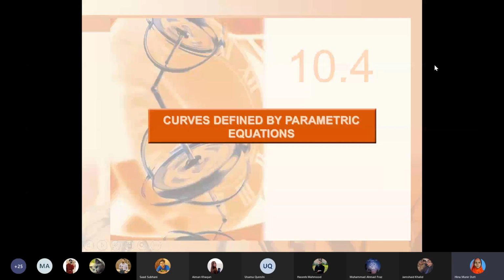We started a new section in our previous lecture, that is parametric curves and polar coordinates. And I told you before that these two are the new description of a curve. So section 10.4, curves defined by parametric equations.